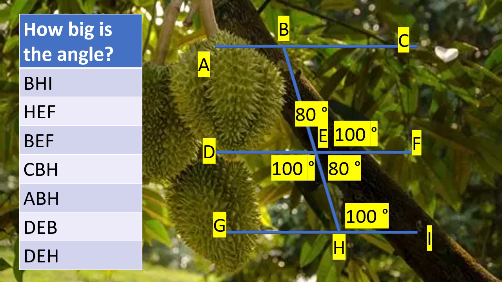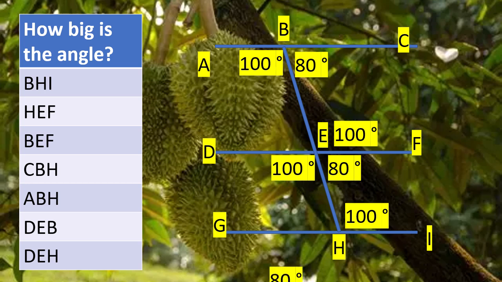Next one, CBH is 80. And ABH, which is on a straight line with that, has to be 100. And then DEB, 80, because it's on a straight line with the 100 we started with. And finally, DEH, I'm sure you know by now that it's going to be 80.